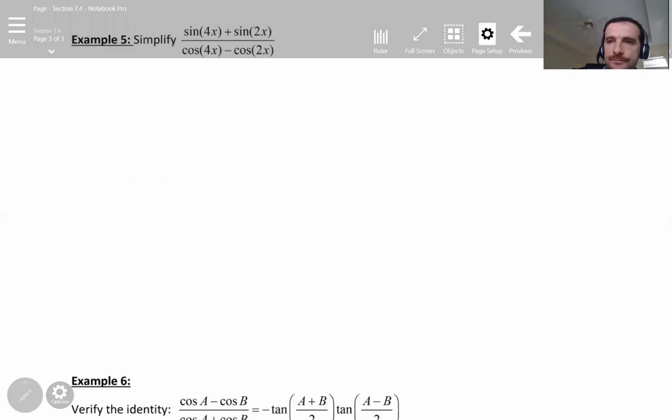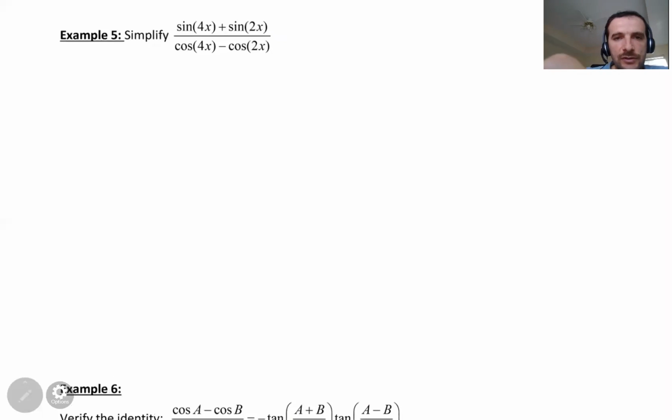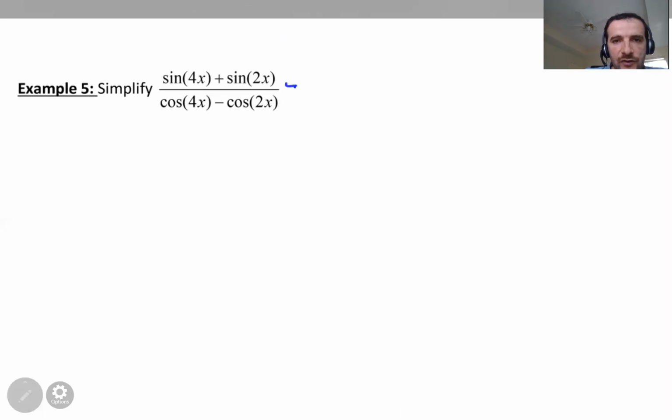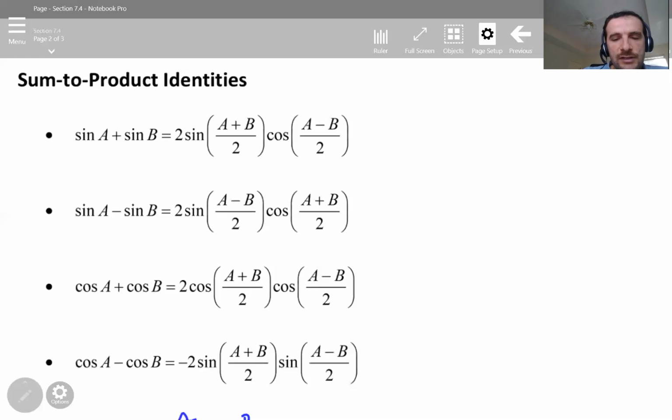Simplify this expression, okay? So sine 4x plus sine 2x over cosine 4x minus cosine 2x. So we have actually two sums, right? And we can rewrite these two sums as two products using those formulas. But we need to remember those formulas, right? So what is the formula for sine plus sine? Let's go back and check. It is 2 sine of (a plus b) over 2 cosine of (a minus b) over 2, right?